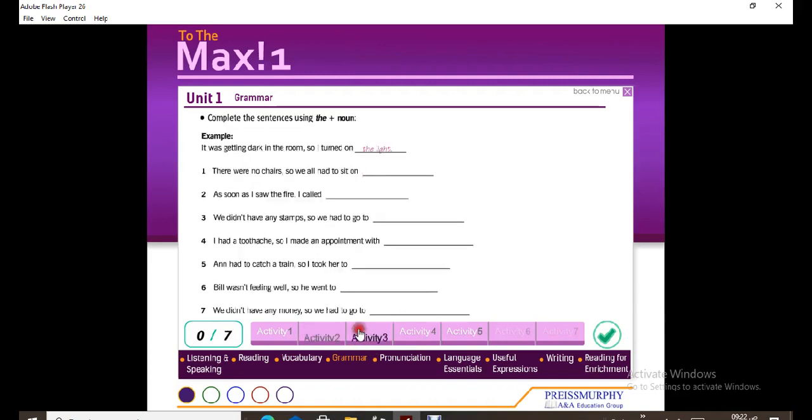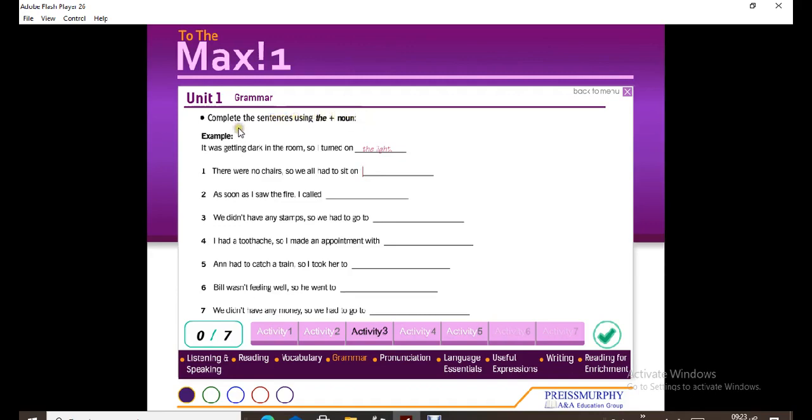Now let us go to exercise 3. Exercise 3, the golden egg from this exercise, the main goal of this exercise, is to know that after "the" comes a noun. I'm going to write any noun, but there is a condition: this noun should be right with the sentence, and I'm not going to choose a wrong noun. We will see. Complete the sentences using "the" plus a noun.